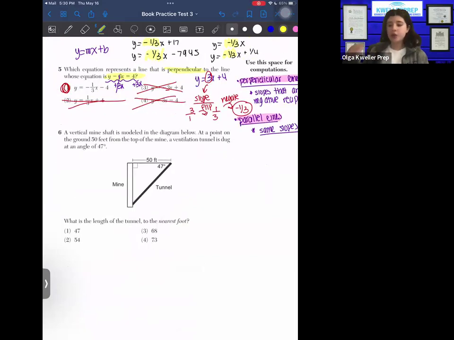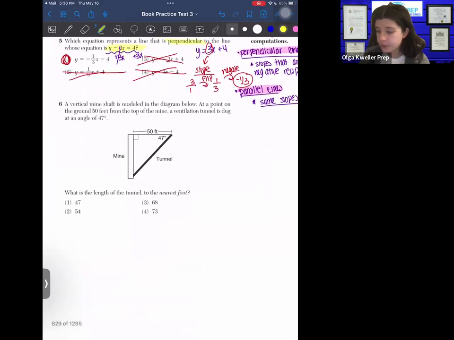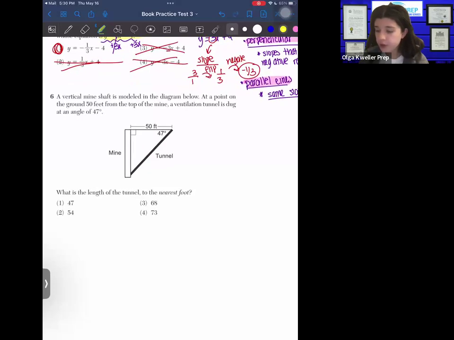All right, guys, great job so far. Let's keep going. So we've got a vertical mine shaft modeled in the diagram below. At a point on the ground 50 feet from the top of the mine, a ventilation tunnel is dug at an angle of 47 degrees. And they want the length of the tunnel. Okay, how are we figuring this one out?